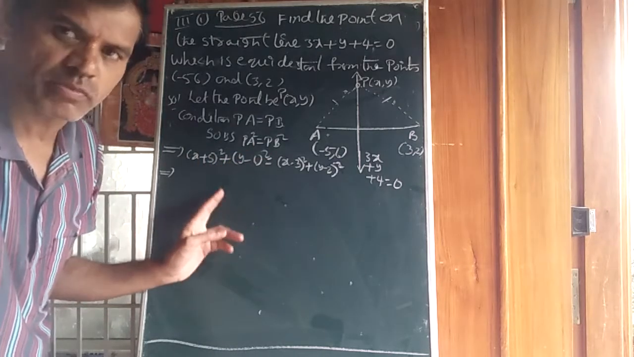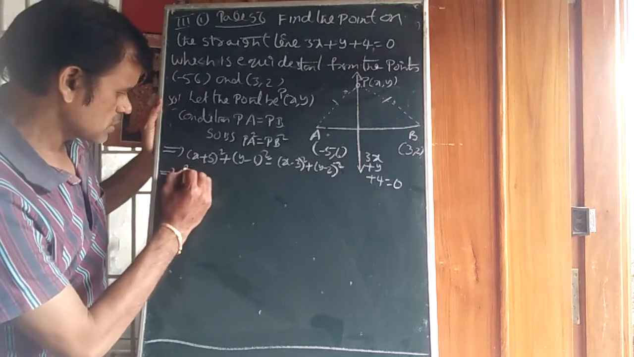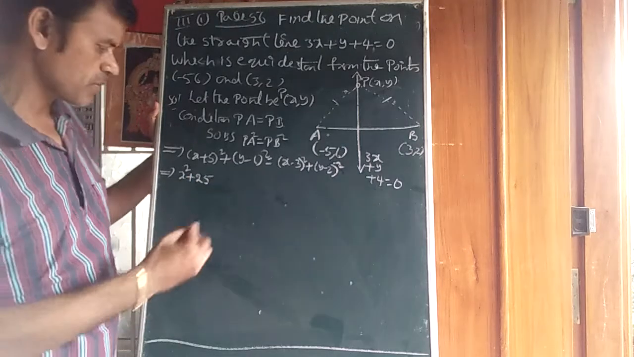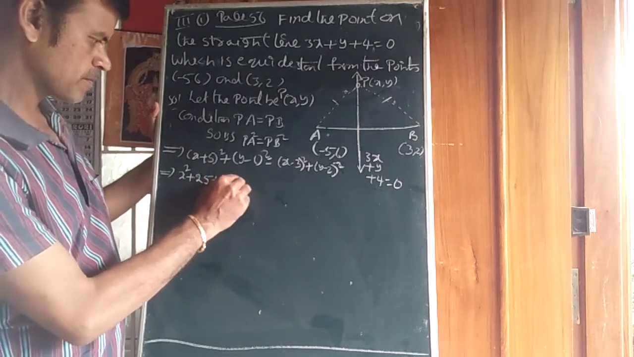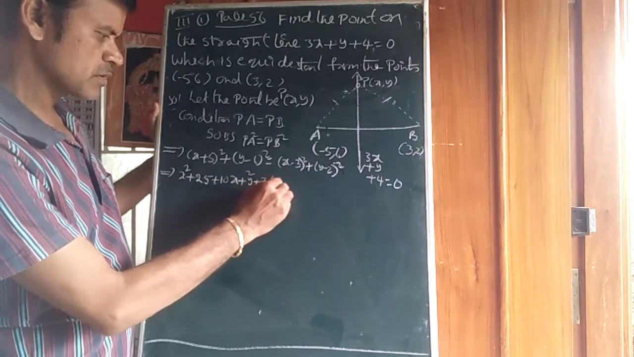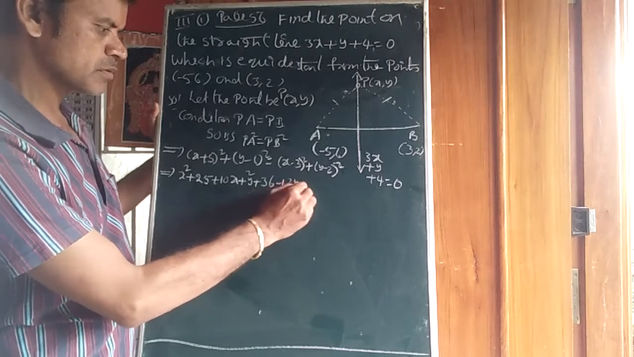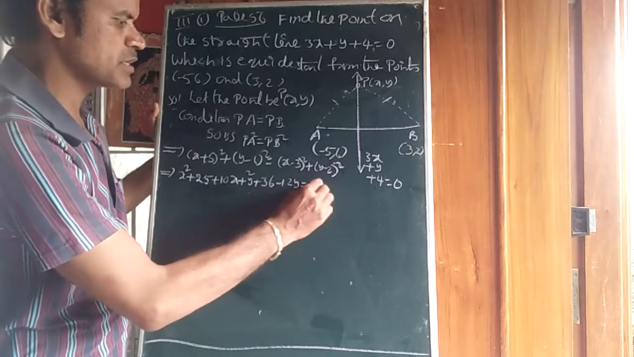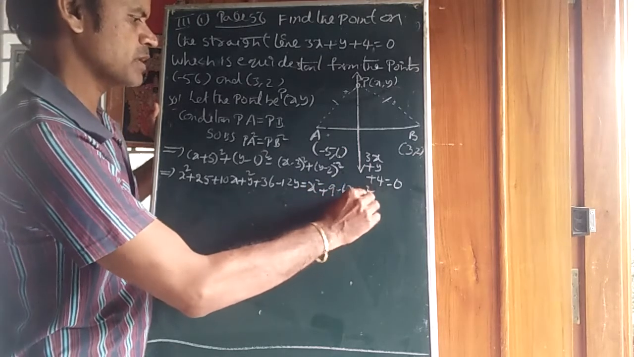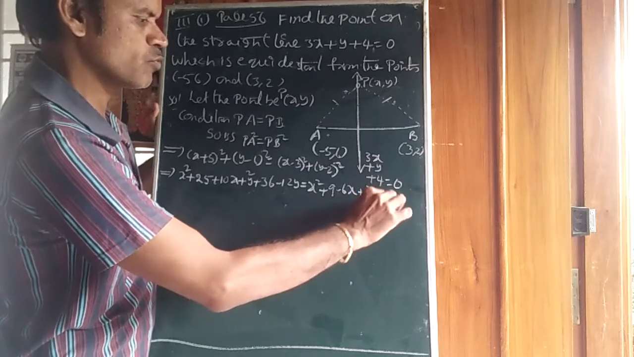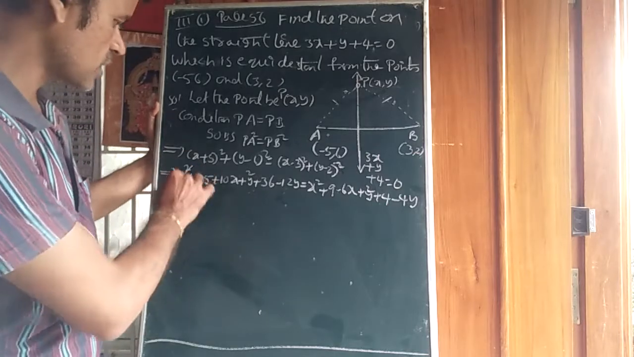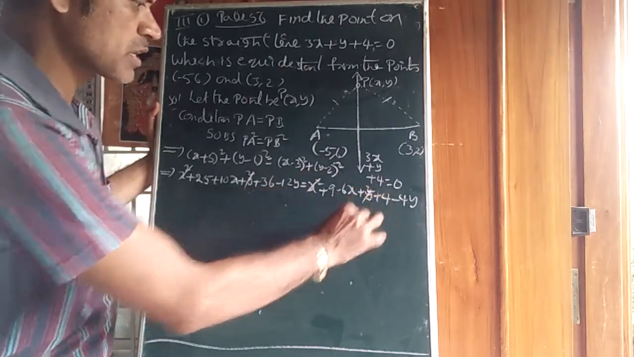Now you apply the formula a minus b whole square and a plus b whole square. This is x square plus 25, so a square plus b square plus 2ab, plus 10x, plus this is y square plus 36 minus 12y, equal to, in the similar way, right side x square plus 9 minus 6x plus y square plus 4 minus 4y. Both sides x square get cancelled. Both sides y square get cancelled.